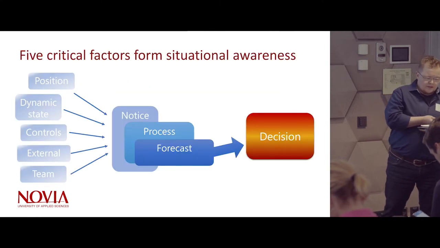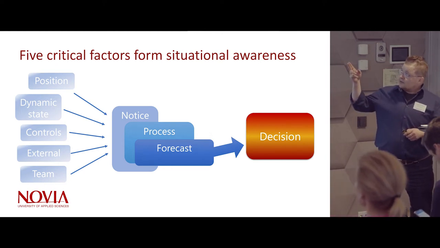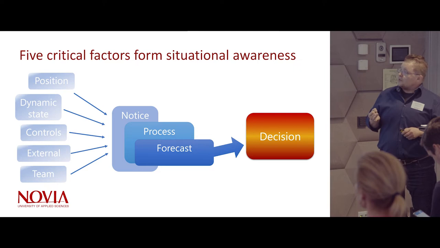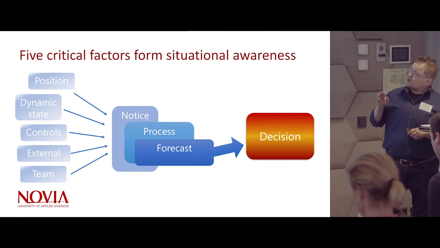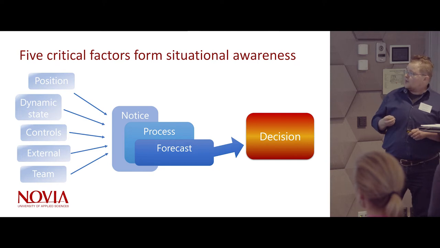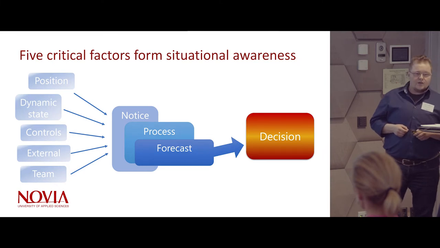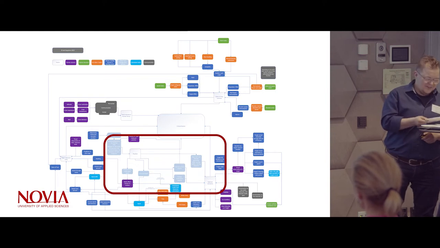So it all begins from situational awareness. These are actually the critical components of pilotage: ship's position, ship's dynamic state, ship controls, external environment, and the team dimension. The pilot reads a combination of information, processes it, and makes a forecast for decision. These labels are not very informative, so we must open them a little bit. So I made a map that probably clarifies, or makes it a little bit more confusing.